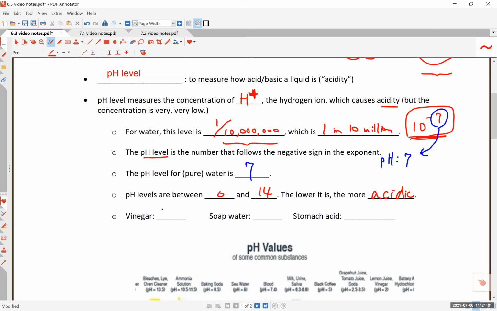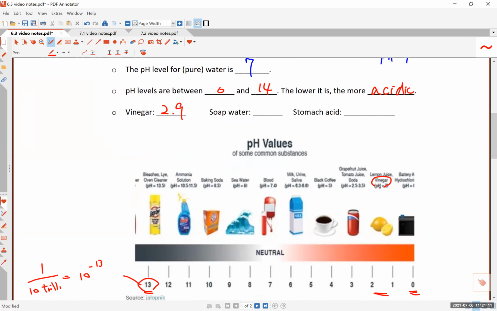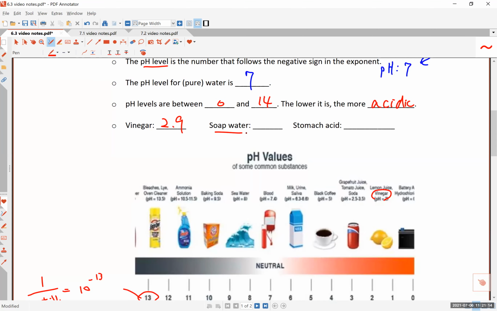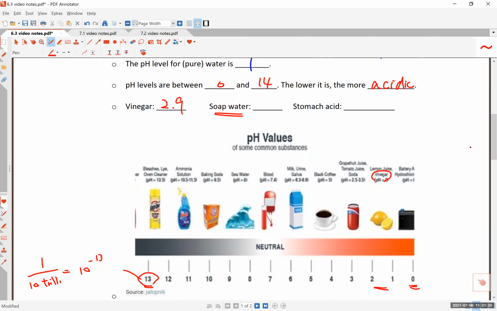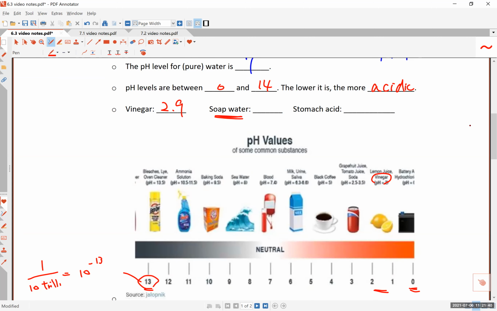The vinegar, for instance, typically has about 2, 2.5, 2.9, with 2.9 being a reasonably sour vinegar. And you can see vinegar here because it is acidic. Soap water, any kind of detergent, is required to wash off things. What washes off things, as in soap and detergents and laundry chemicals, is the alkalineness, the opposite of acid, which makes the solutions basic. So soap water typically has between 10 and 12 as its pH level.